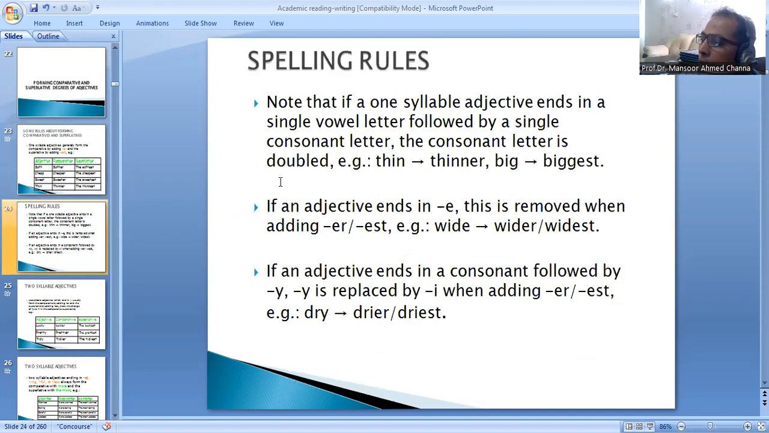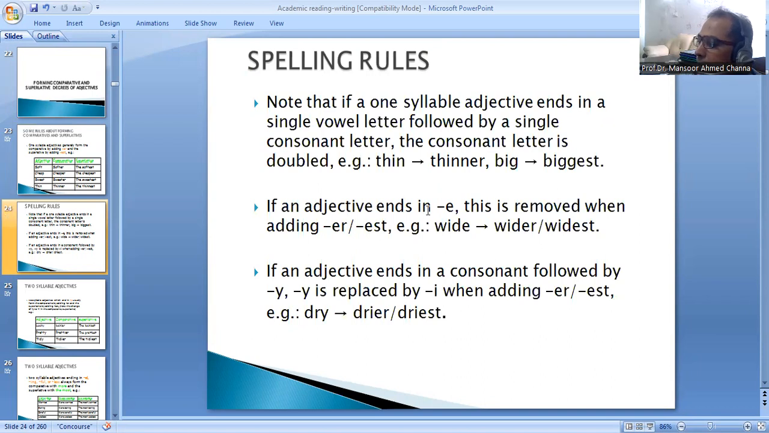Spelling rules. Note that if a one-syllable adjective ends in a single vowel letter followed by a single consonant letter, the consonant letter is doubled. For example, thin becomes thinner, T-H-I-double N-E-R. We double the last letter and then add -er and -est.